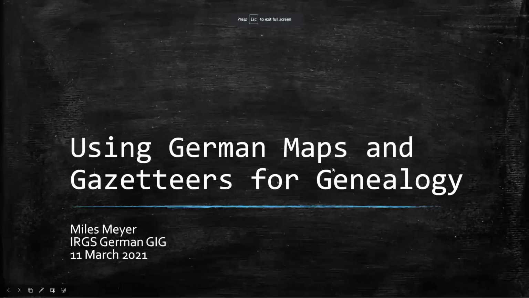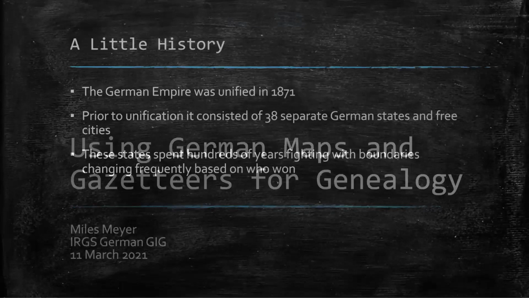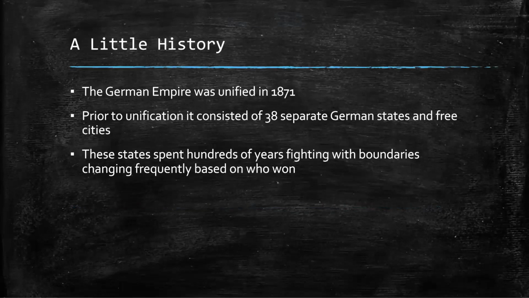Okay, everybody see the slide? Yes. Great. Okay, so we're going to talk about using German maps and gazetteers for genealogy. And when we talk about Germany, the German Empire was unified in 1873.